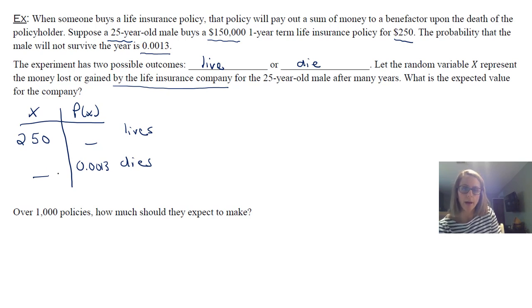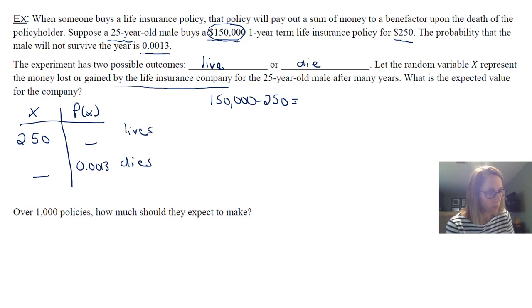Now, you might think that if the 25-year-old male dies, that the insurance company is going to have to pay out $150,000, and that's very, very close to being true. You just also want to think about that they're still going to have that $250 that person paid because the person paid it for the policy, and so they still have it. So they're not going to quite lose that much. So if you do that, they're going to have $149,750 that they have to pay out.